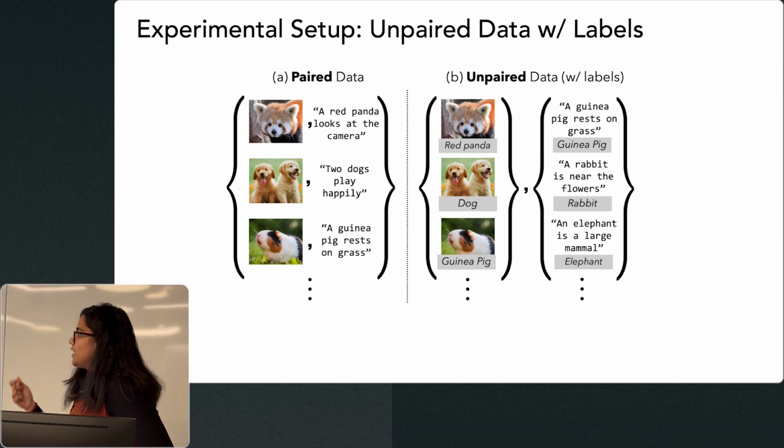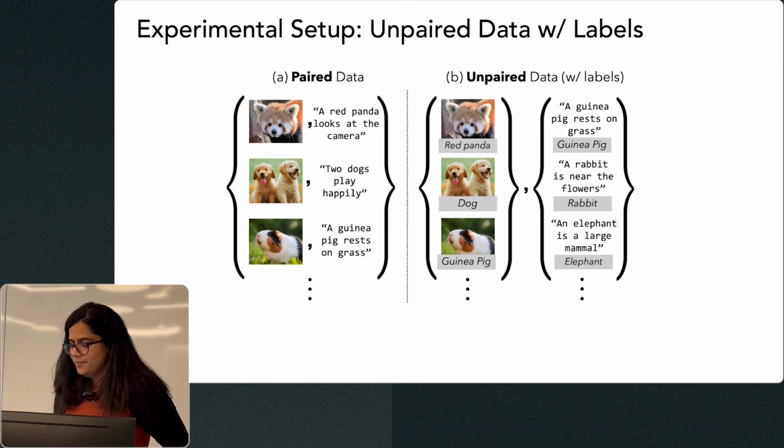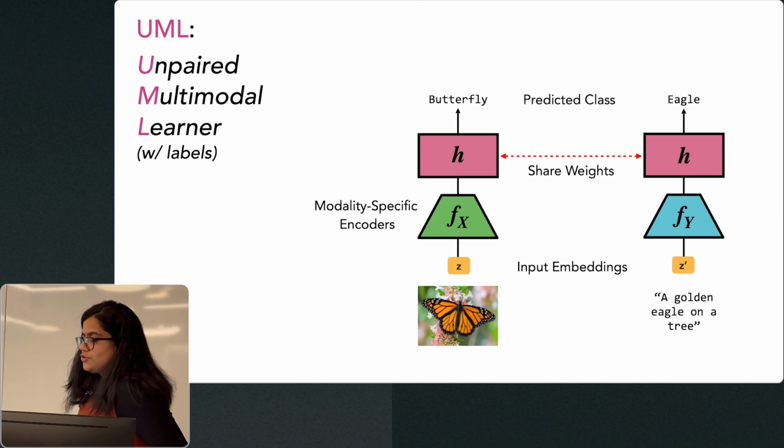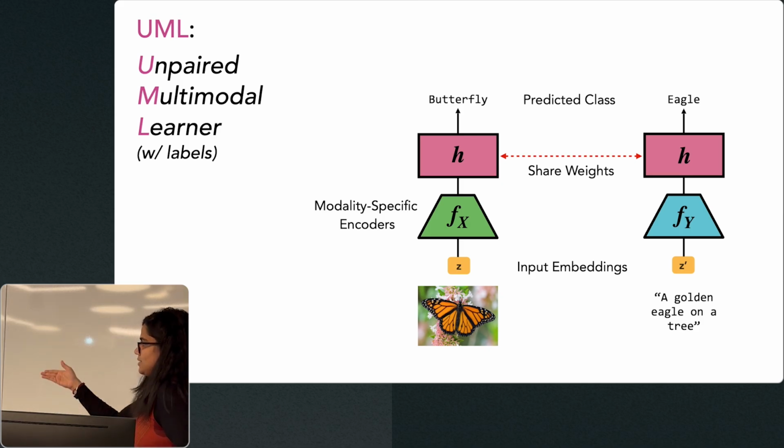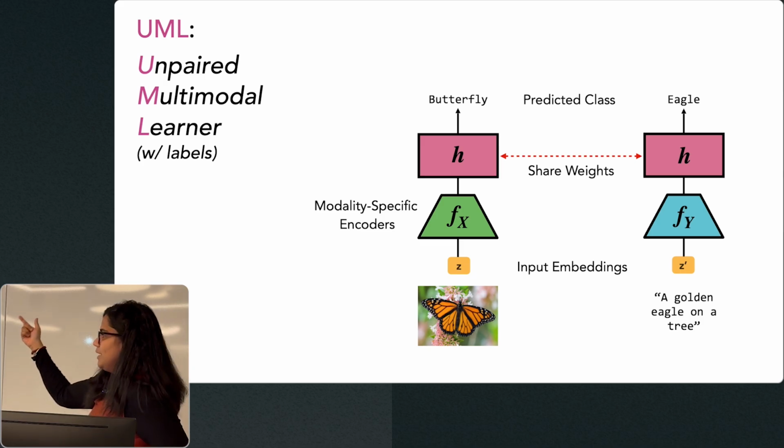So in this case, I have strictly more information than what was in the previous slide, right? Because there is some level of correspondences even at the label level in this case. So here UML has this special variant, which is a simple generalization of what we saw before. So instead of predicting the next token or the next patch, you can predict the label directly.